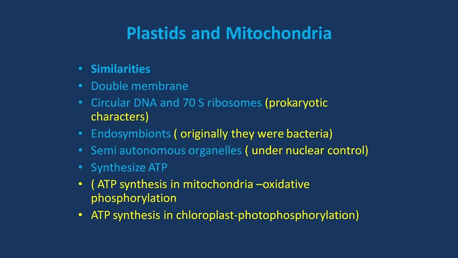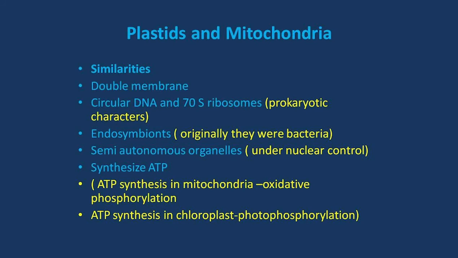Now let us look at plastids and mitochondria. Let us look at the similarities. Both of them have a double membrane. Both of them have circular DNA and 70S ribosomes, which are prokaryotic characters. Both of them are endosymbionts, which means originally they were bacteria which were engulfed by the eukaryotic cell. Now they are living in symbiosis with the eukaryotic cell. They are semi-autonomous organelles, which means even though they have their own DNA, they are under the control of nuclear DNA.